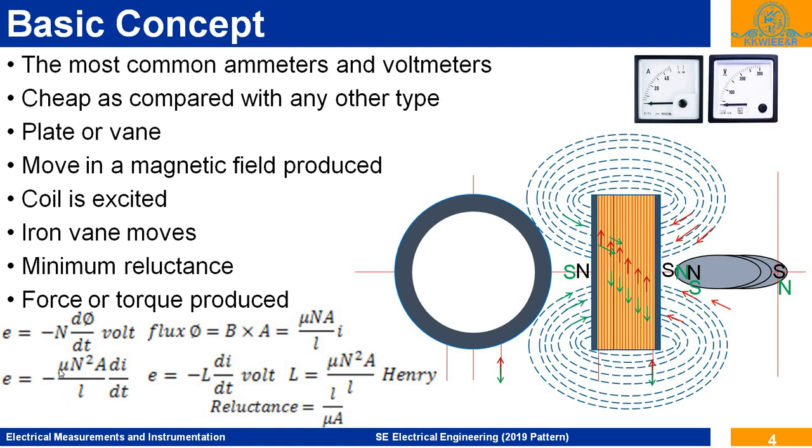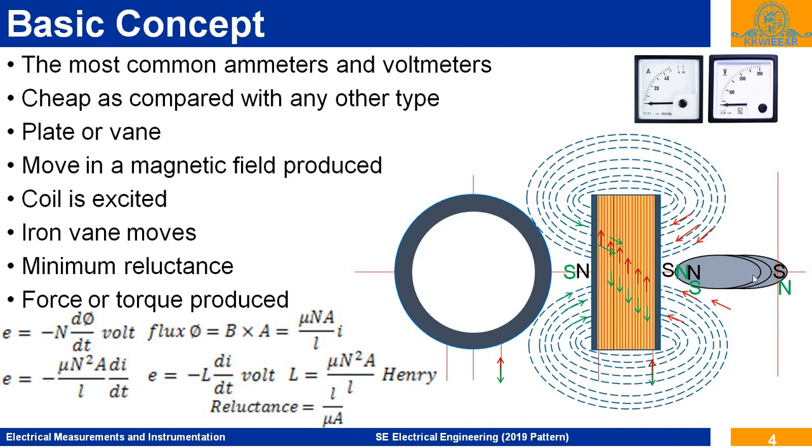Okay, so this is stationary. The permeability of this disc is constant, the number of turns is constant, the area is fixed, the length is fixed. And this is nothing but the inductance of the coil. So L is equal to mu N squared A upon l, Henry, and l upon mu A is the reluctance. So this reluctance is inversely proportional to L. As the reluctance decreases, the inductance increases.